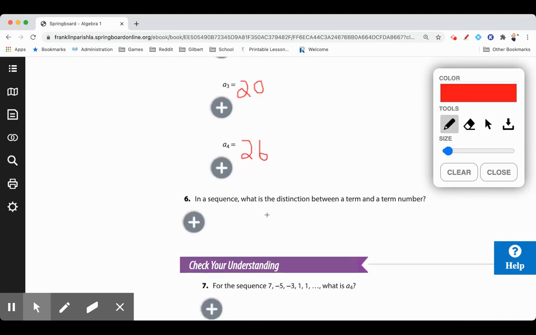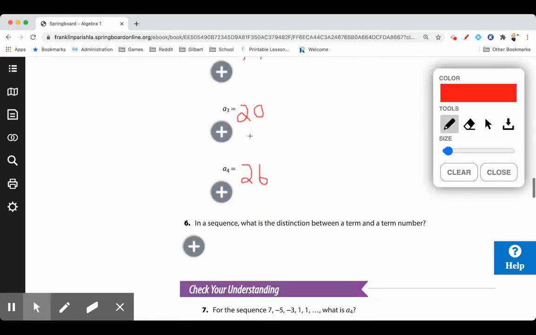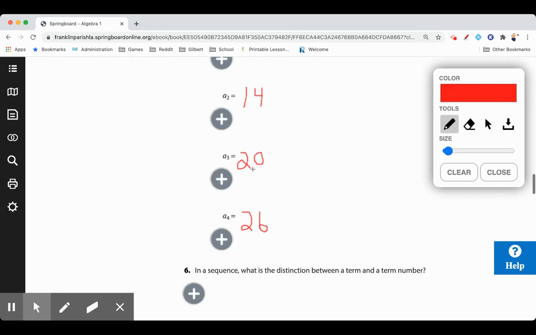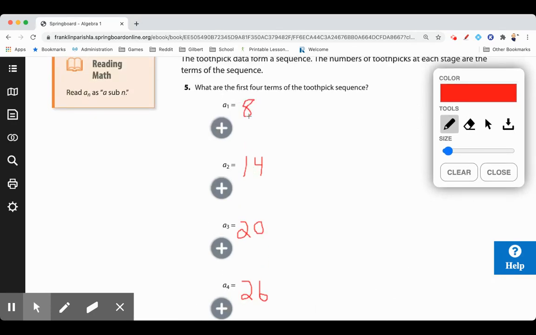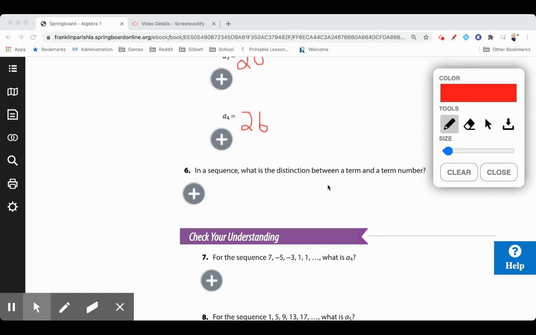Okay, the term number tells you which stage you're looking at, while the term is basically the answer, how many it is. Let's think about it a different way. The term is the answer, like 26. The term number is which one you're talking about.